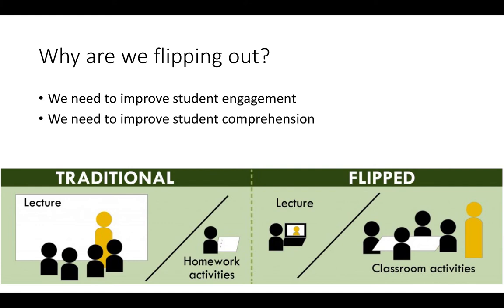Why else are we flipping out? We need to improve student comprehension. And one of the best ways to improve student comprehension, as much as we don't like to admit it at times, is by reading, right? We struggle with reading, so we don't want to read, but the fact is, if you struggle with reading, you need to read more to get better at it. And so with the flipped classroom model, it puts a greater emphasis on reading and reviewing pre-class materials. And so the hope is that this will improve student comprehension as well as student retention.